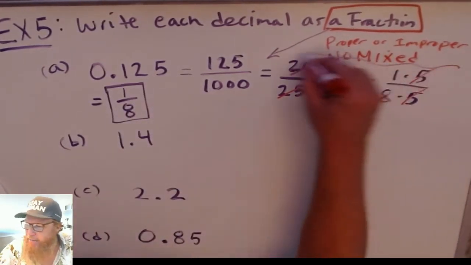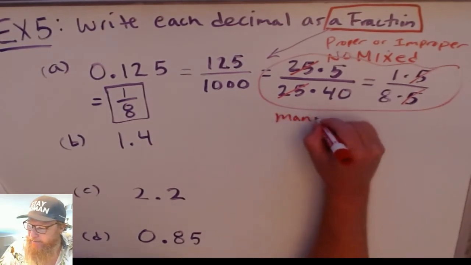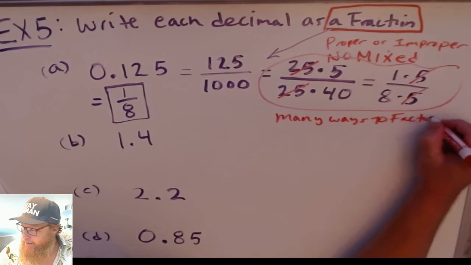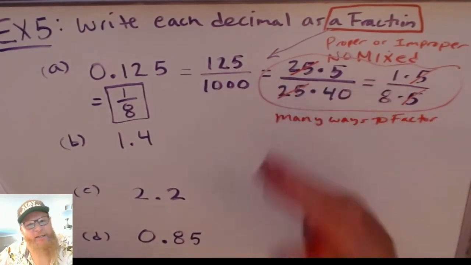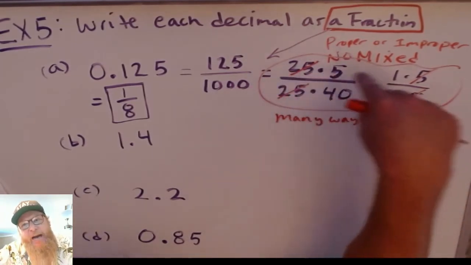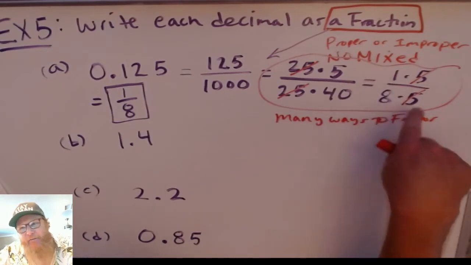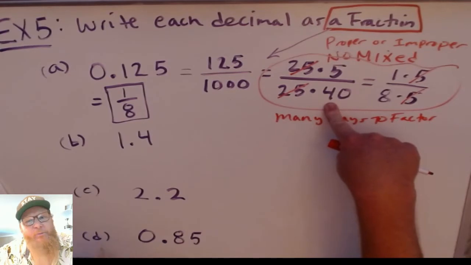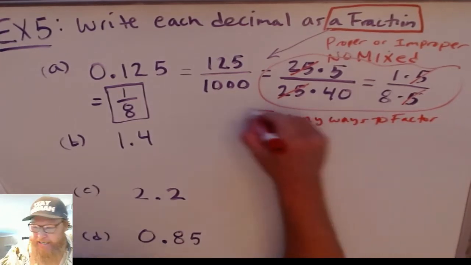There are many, many, many ways to factor this. This is just the way I chose it in this moment. I did 25 and 5, and then I did 8 and 5. You could have also done 4 and 10. That would have worked as well. All roads lead to 1/8.